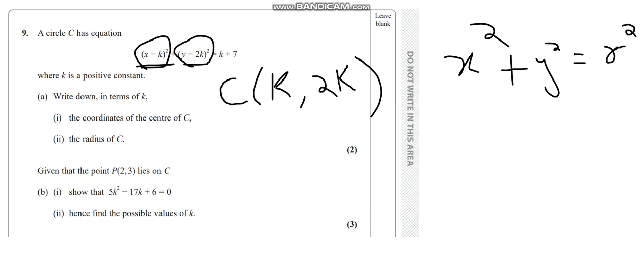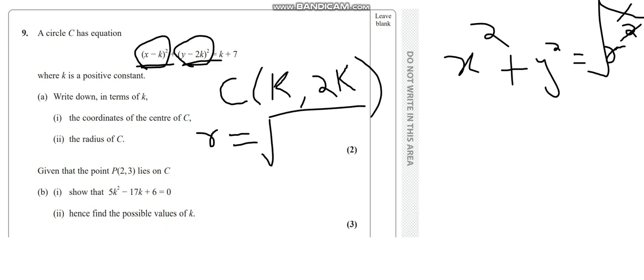We have the x part, that's (x minus k) squared. We have the y part, that's (y minus 2k) whole squared, and we have k plus 7, that's r squared. So to find r only, that's the radius, we'll take the root of both sides. If you do that, look, that will cancel the square and the root, and we'll be left with r. So that will be the root of k plus 7. There you go. Our radius is the root of k plus 7, and that's the radius of C. And we are finally done with part a.